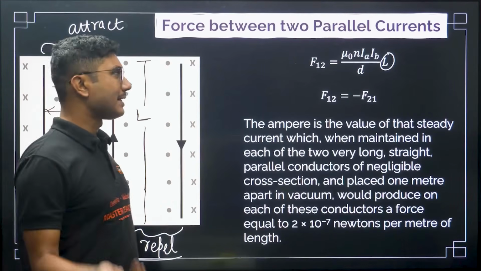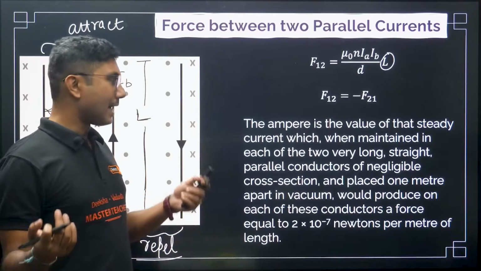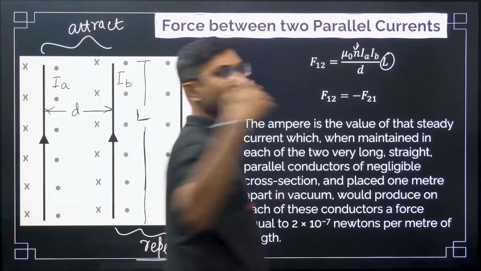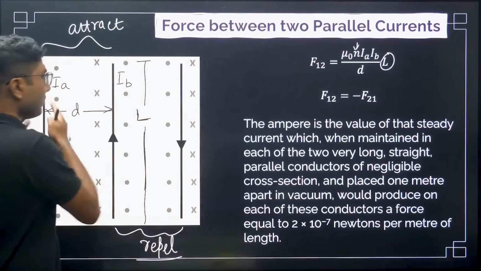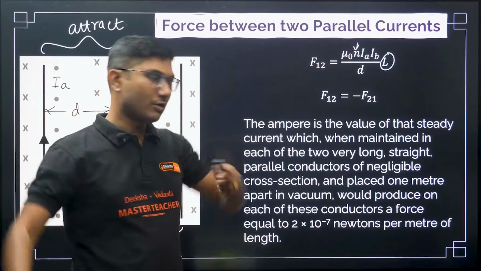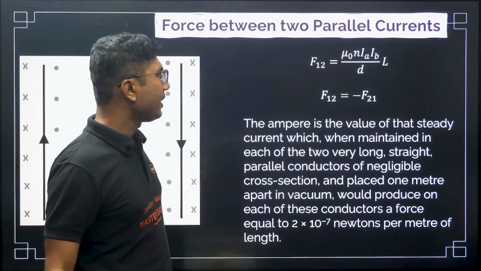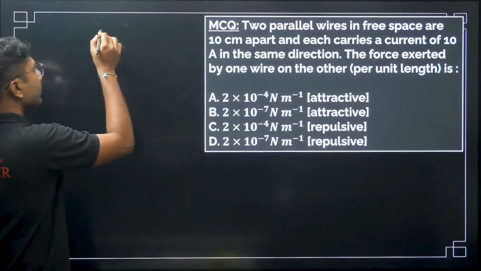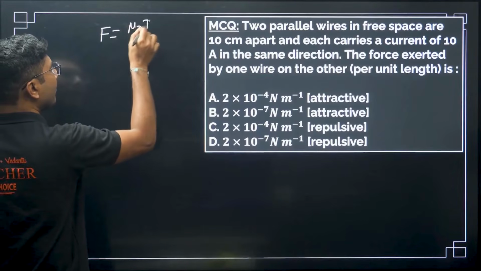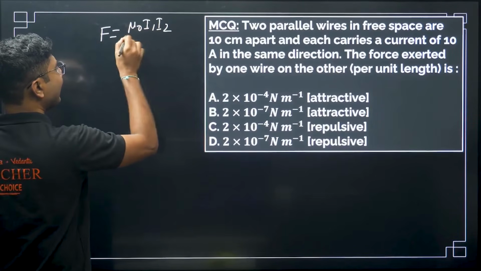Okay, as simple as that, mu naught N I_a I_b. But what is this N in case of one single wire? If we have multiple wires, then this N comes into picture. Otherwise this N does not have too much effect. So what formula will we use? We will use the simple formula F equals mu naught I1 I2 by d.